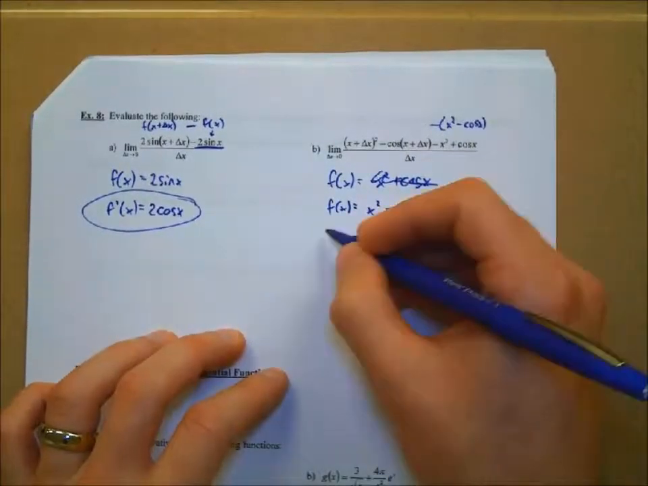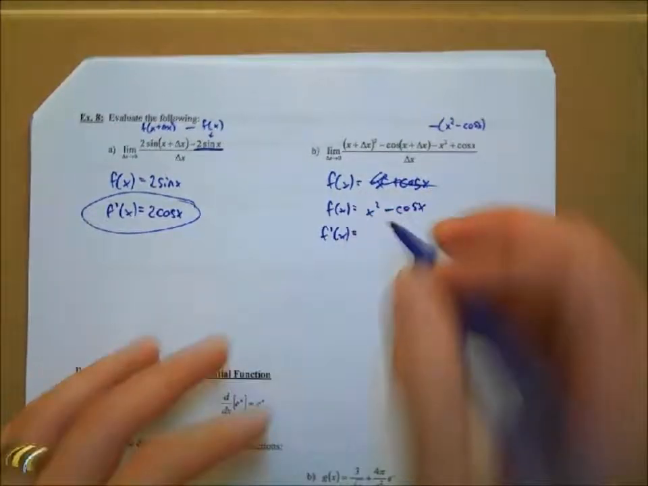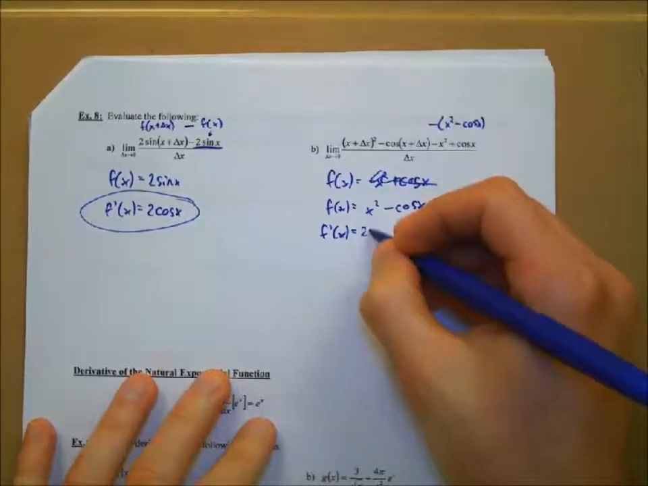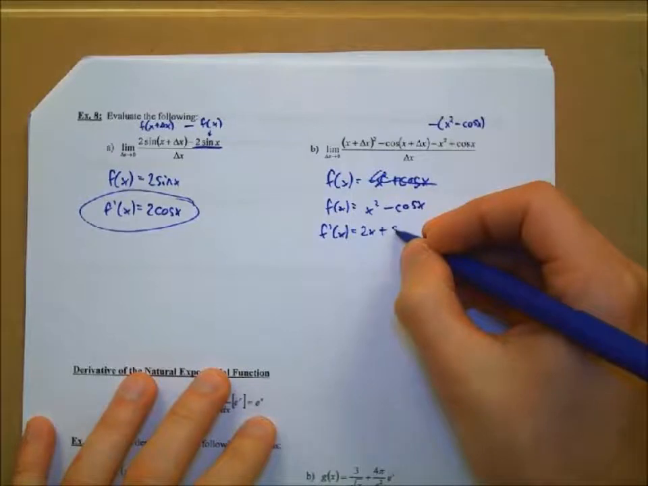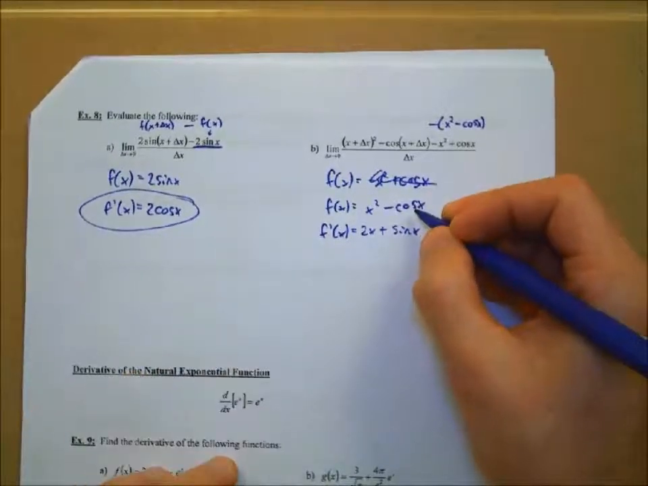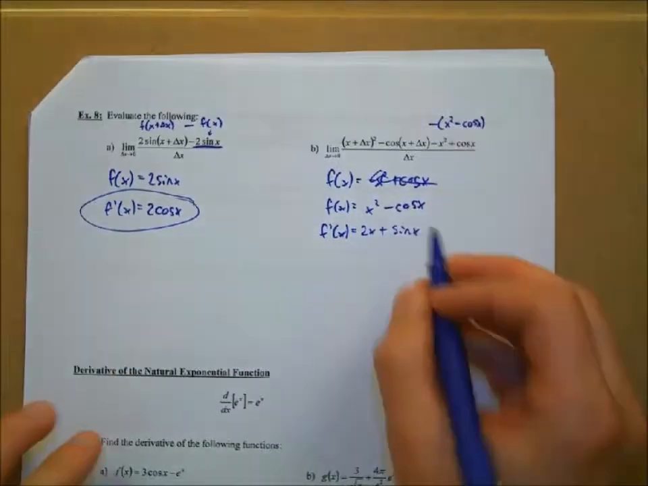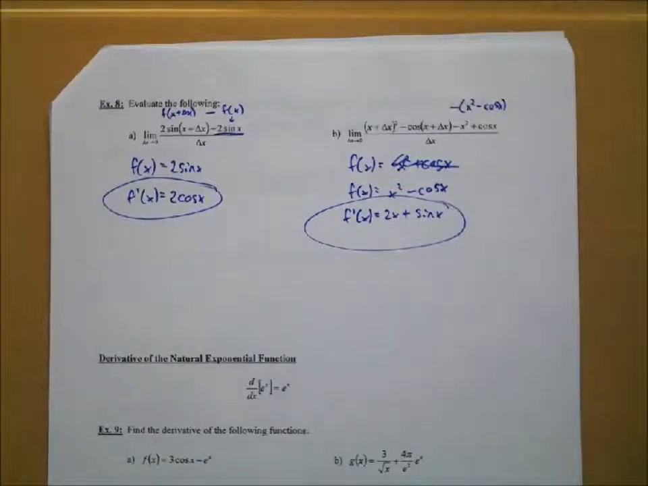And so then its derivative will be 2x plus the sine of x. Exactly, because the derivative of cosine is negative sine, minus a negative becomes positive sine of x. And there it is. Questions on any of that?